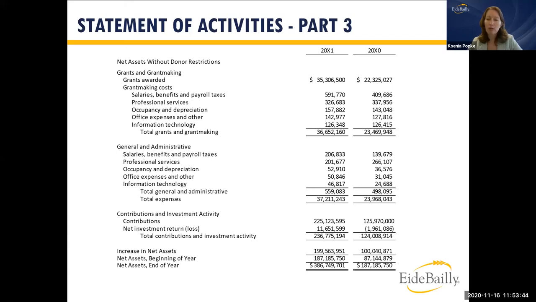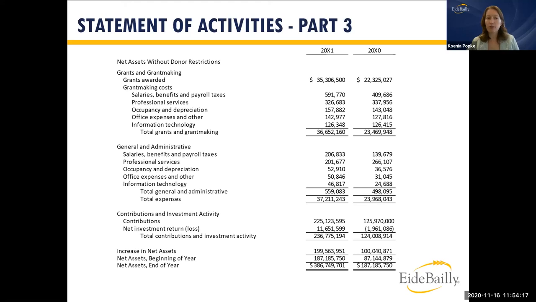They also do not present a statement of functional expenses. We had an example previously where the natural expense categories of salaries, professional services, and occupancy are shown both under grant making costs and your G&A. They do not have fundraising expenses to break out because they're a private foundation and the majority of the contributions come from the family. And so the revenue section is not as important here as the impact on the community.